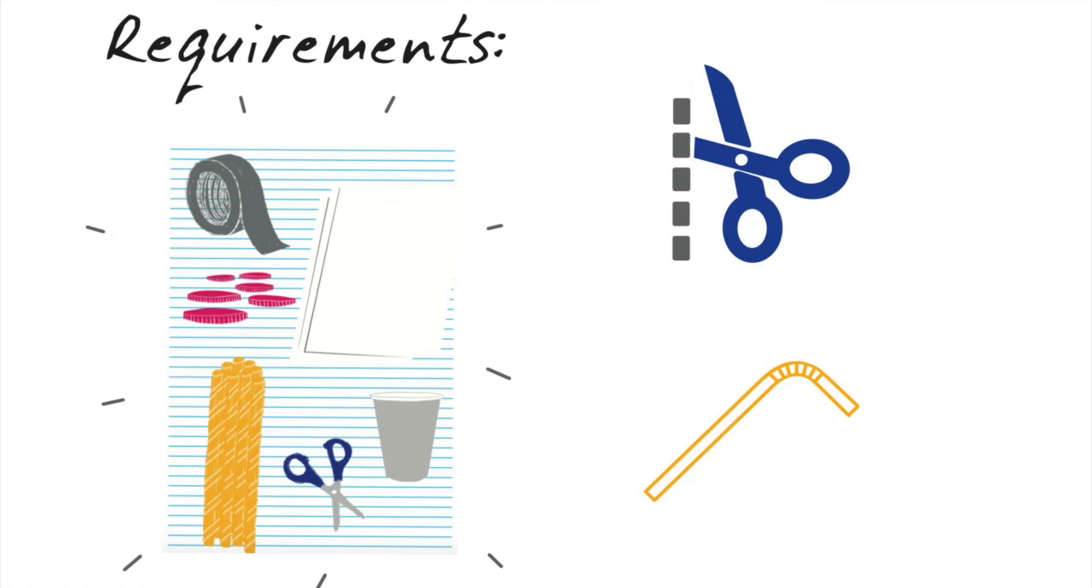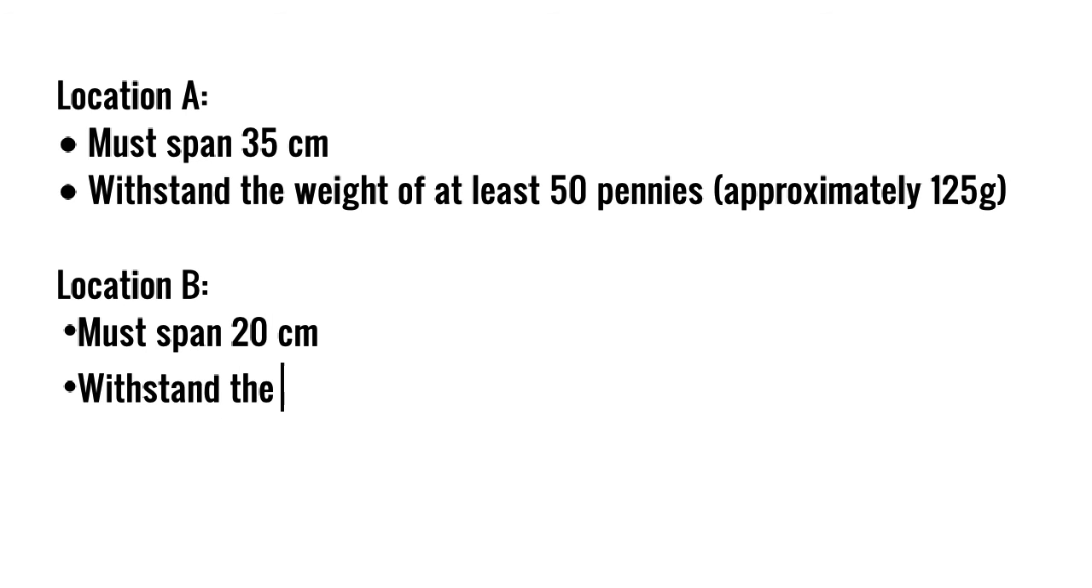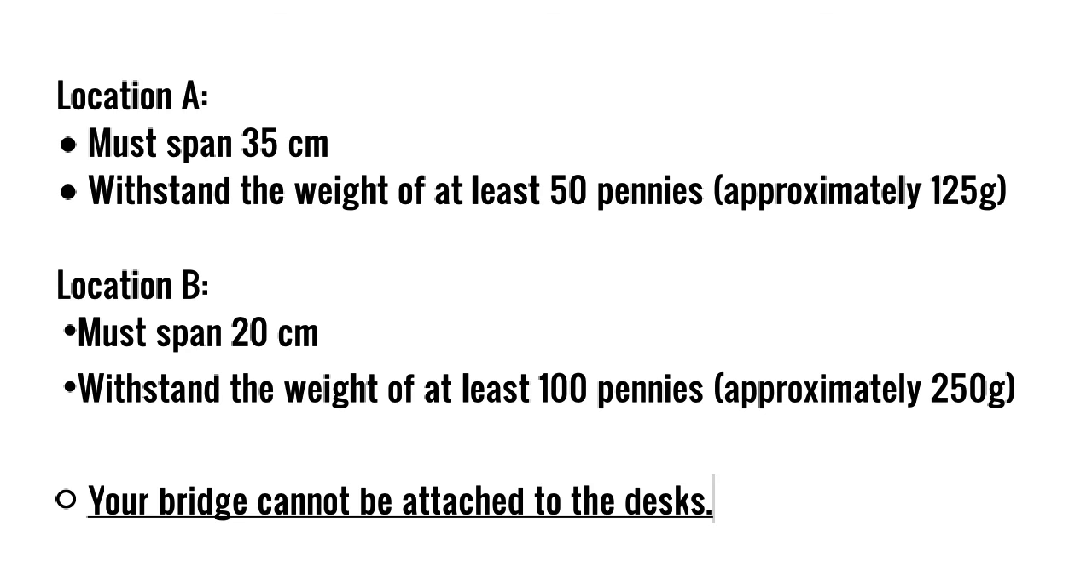You may cut or bend the straws in any way you like, but plan carefully because that's all you can use. Keep in mind that a bridge in location A must span 35 centimeters and withstand a weight of at least 50 pennies, approximately 125 grams. A bridge in location B must span 20 centimeters and withstand the weight of at least 100 pennies, approximately 250 grams. Your bridge cannot be attached to the desks. It has to be able to balance a paper cup on it for testing the weight.